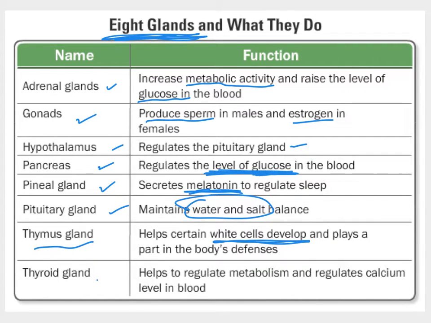We also have the thyroid gland, and the thyroid is going to help regulate metabolism, and it regulates the calcium level in the blood. So you can see how these glands create these hormones, and these hormones are going to give signals to the body as to what it needs to be doing.